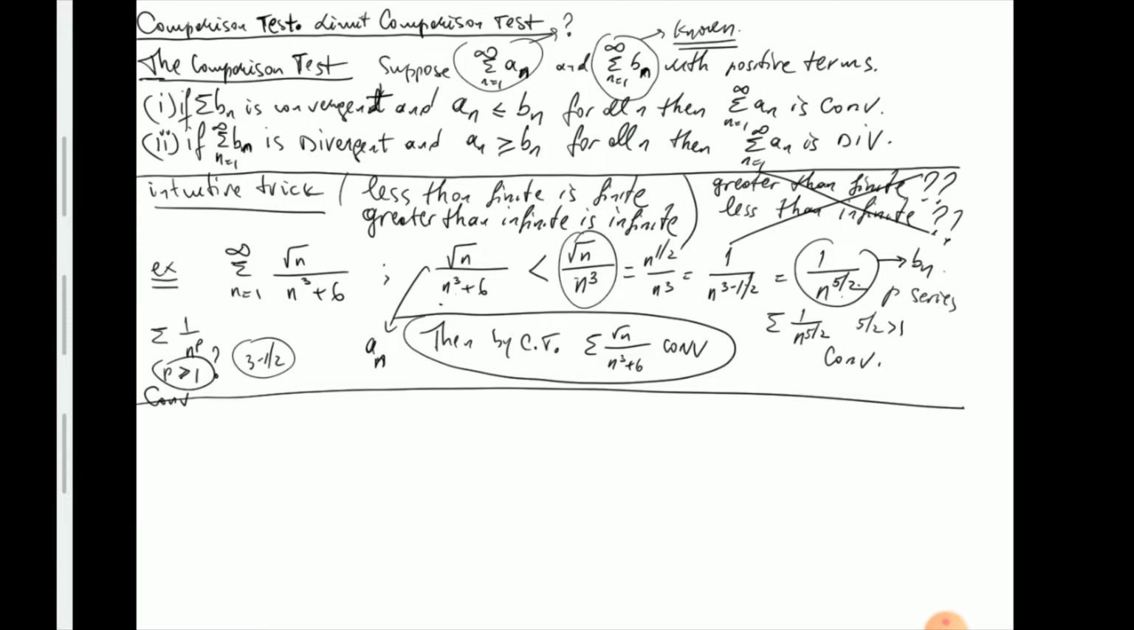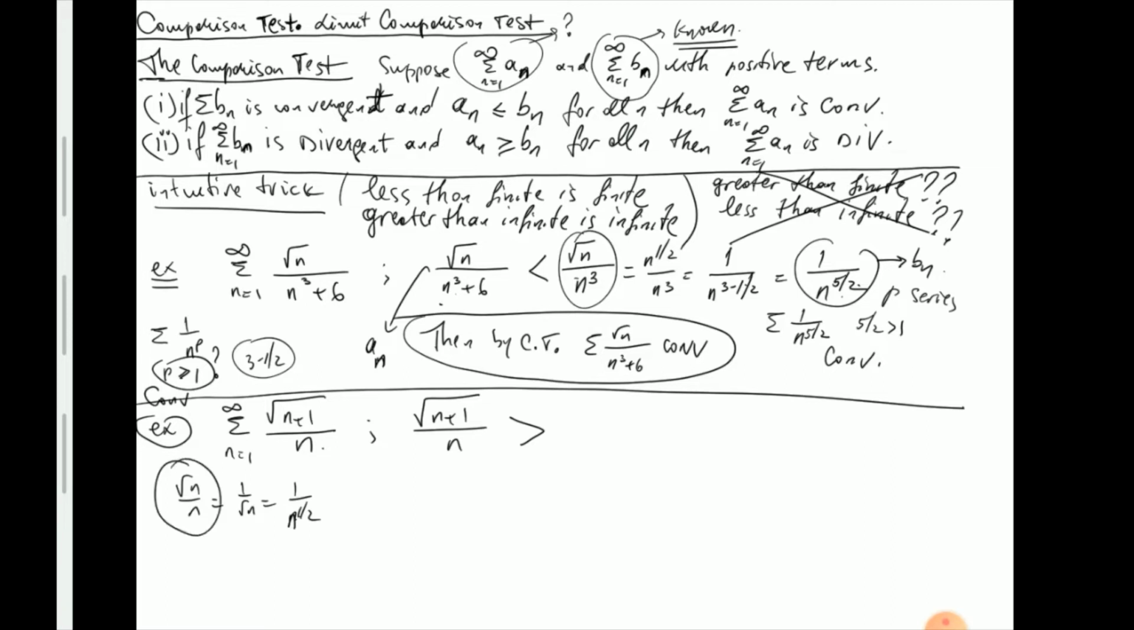Here's, on the flip side, an example that deals with the second part of the theorem. Let's say I have the summation from 1 to infinity of root n plus 1 over n. That's awfully close to root n over n, which is essentially 1 over root n, which is 1 over n to the 1/2. So I'm guessing this will be divergent, but to be able to use the comparison test for divergence, the second part, I'm going to have to come up with a quantity less than root n plus 1 over n and still divergent. Does it happen to be less than root n over n?